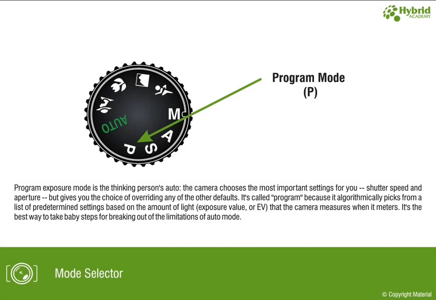Next is the program mode. This mode is called the thinking person's auto, as it automatically sets two very important settings, shutter speed and aperture, that is the light metering, and gives the photographer the choice of overriding other default settings. It is called program because it algorithmically picks from a list of predetermined settings based on the amount of light measured by the camera. This mode is the best way to take baby steps out of the limitation of auto mode.